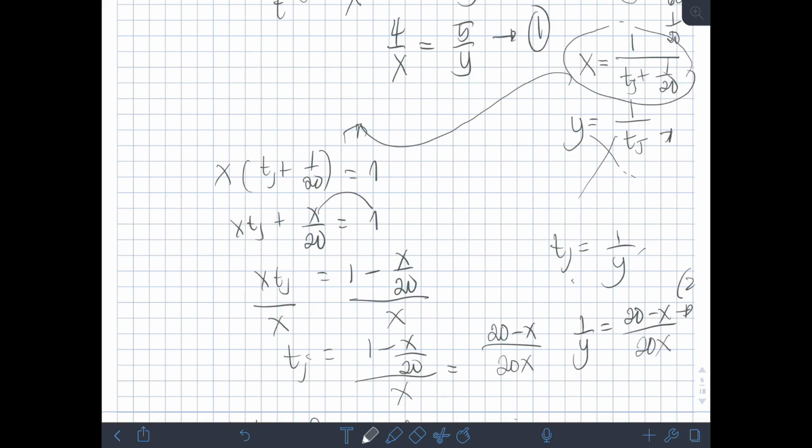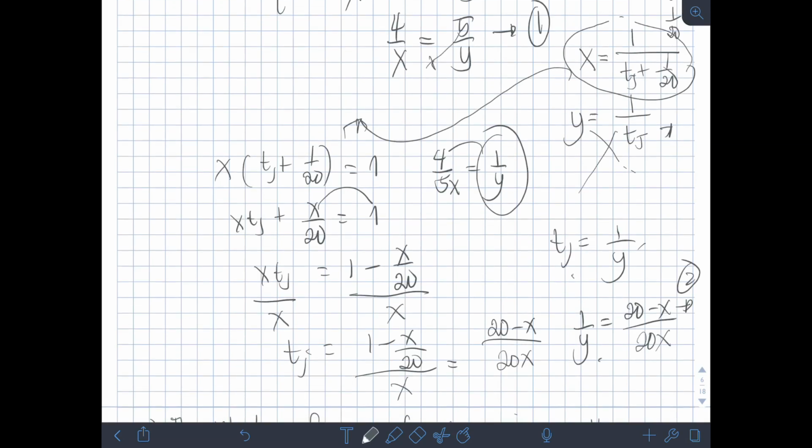So, equation 2. So, pwede nating ma-solve yung dalawang variables using these two equations. So, x na lang yung isolve natin. So, dito sa equation 1, gawin ko na lang tong 4/5 x equals 1 over y. And then, substitute ko tong 1 over y na to as 4 over 5x dito. So, magiging 4 over 5x is equal to 20 minus x over 20x.